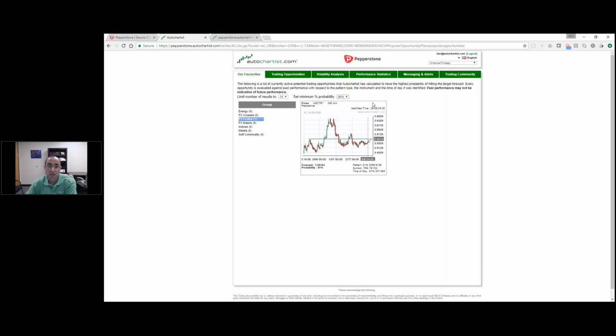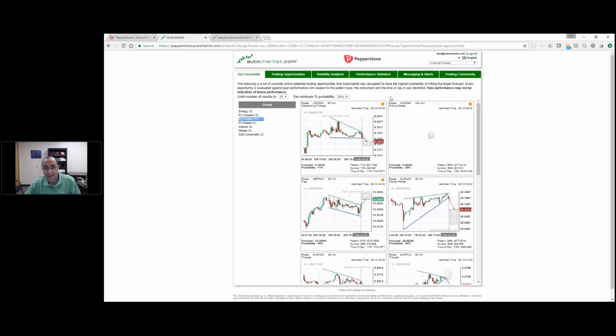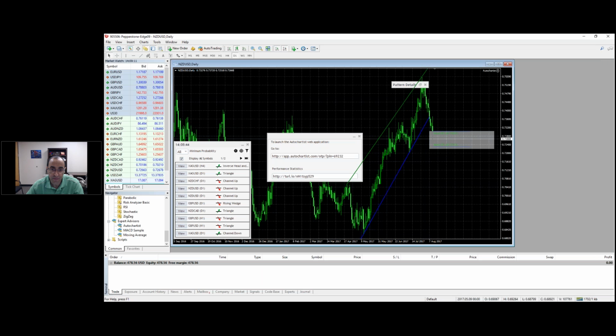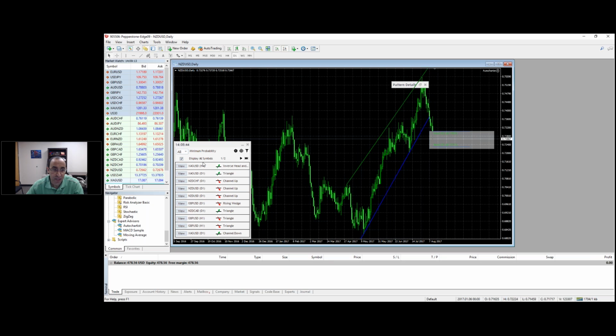Okay, so these are what we call the best trading opportunities. Again, past performance may not be indicative of future performance because these are all based on the last 6 months. But now I want to show you where you can find this in MetaTrader. And here it is in MetaTrader.